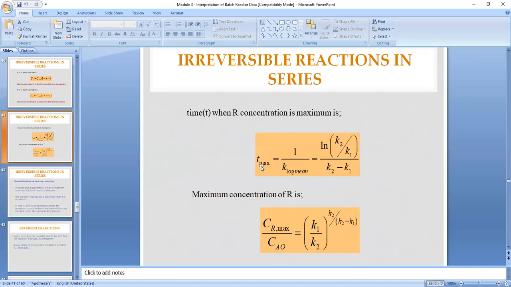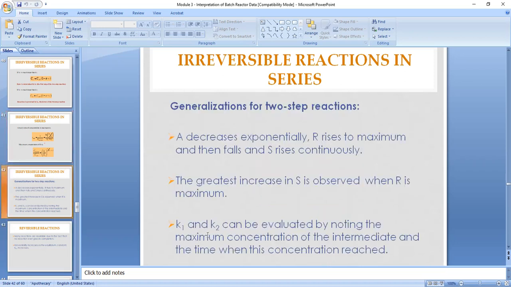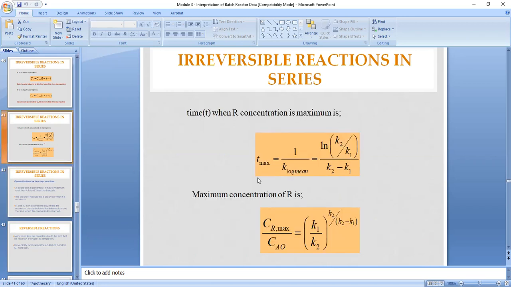So if the time when R is maximum is given, you have one equation with two unknowns. And if the concentration of R is given with the initial concentration of A, you have another equation which has k1 and k2. So two equations, two unknowns will lead you to the unknowns, that is k1 and k2, in cases wherein these are your unknowns. If these are not your unknowns, then you don't use these two equations simultaneously.